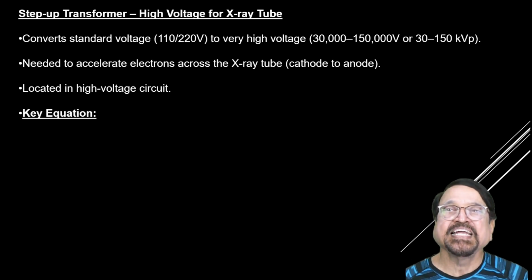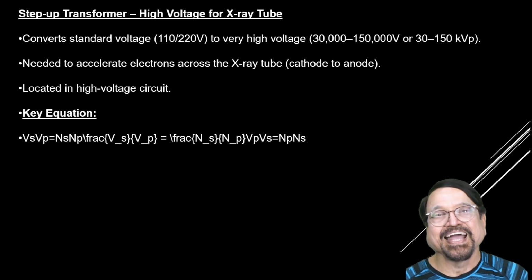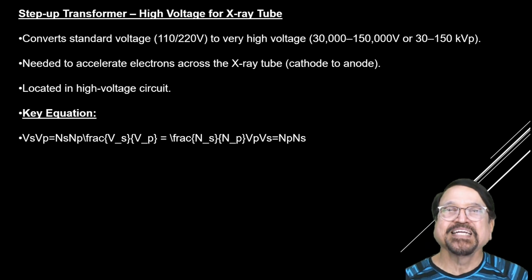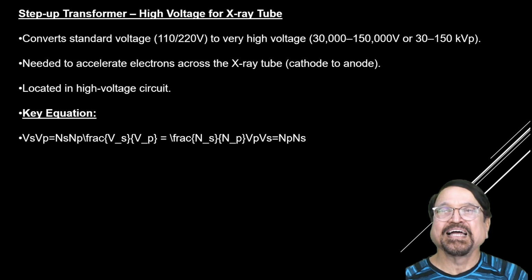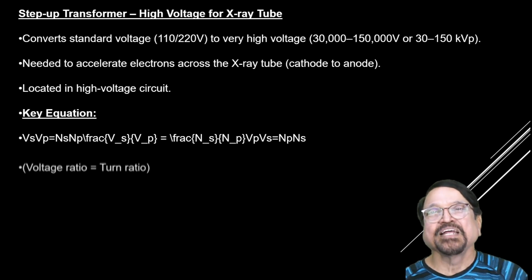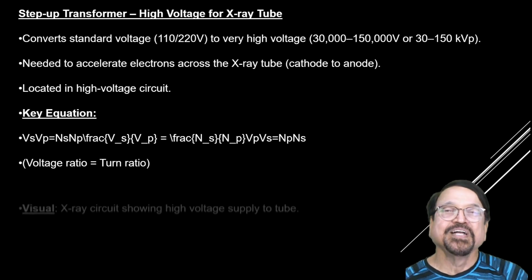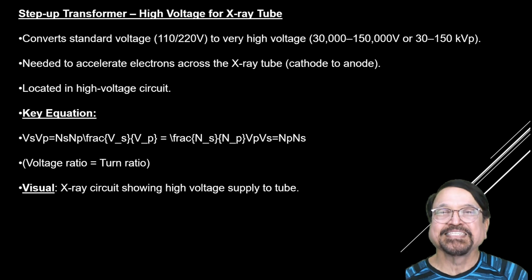Now, what is the key equation in this? Complicated, I agree. So let's pause it and you can memorize it if you can. Otherwise, you can know how it works. It is just simple: the voltage ratio is equal to the turns ratio. Now, how it works, we'll see in the simplified diagrams.